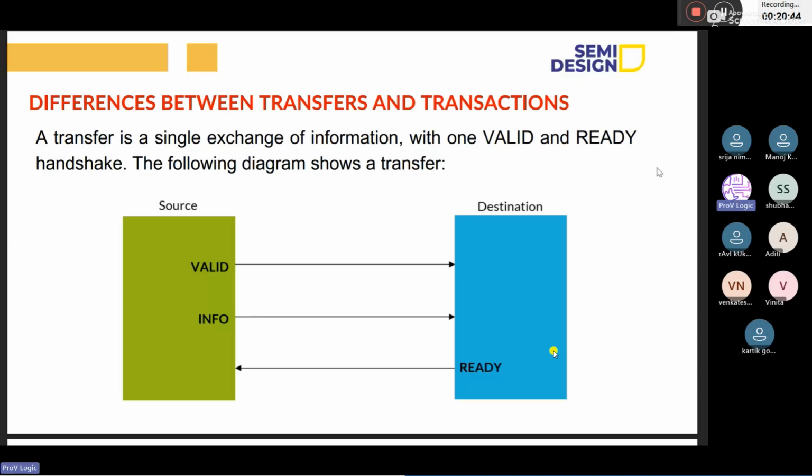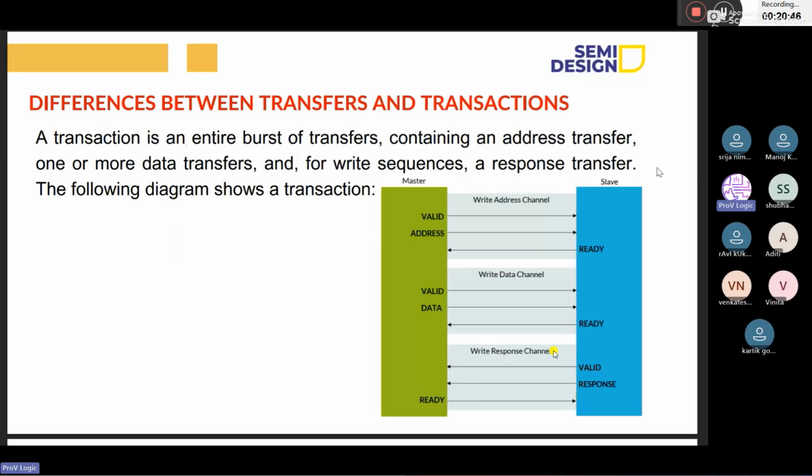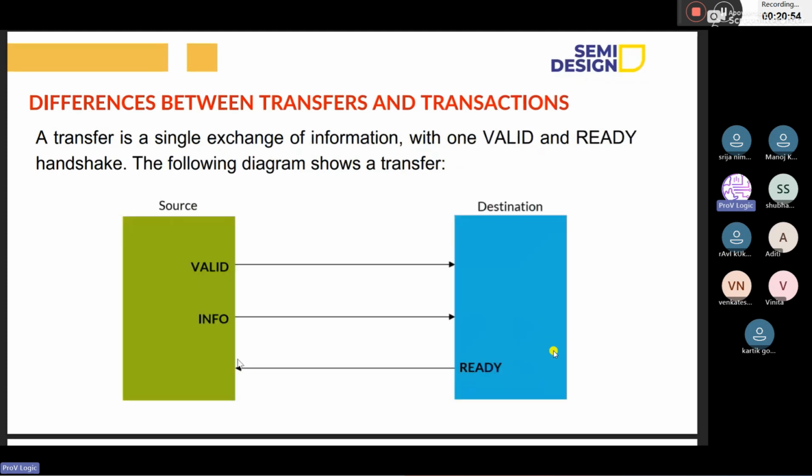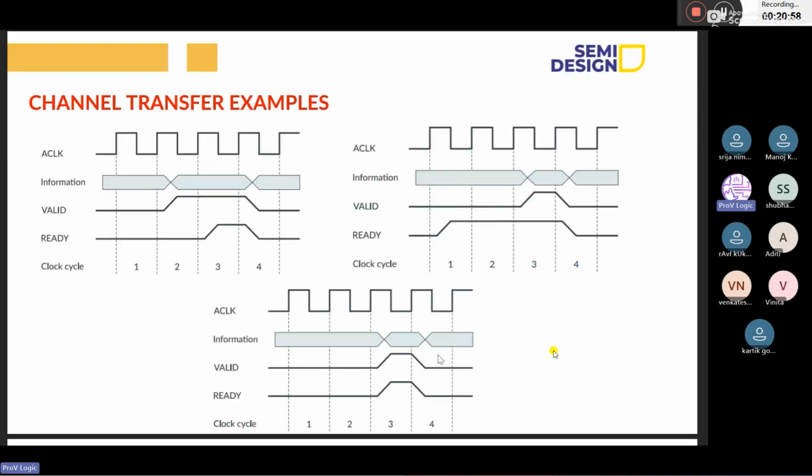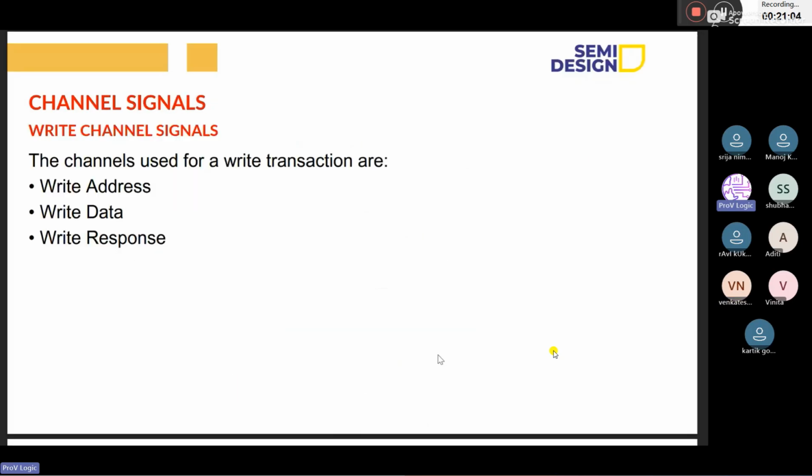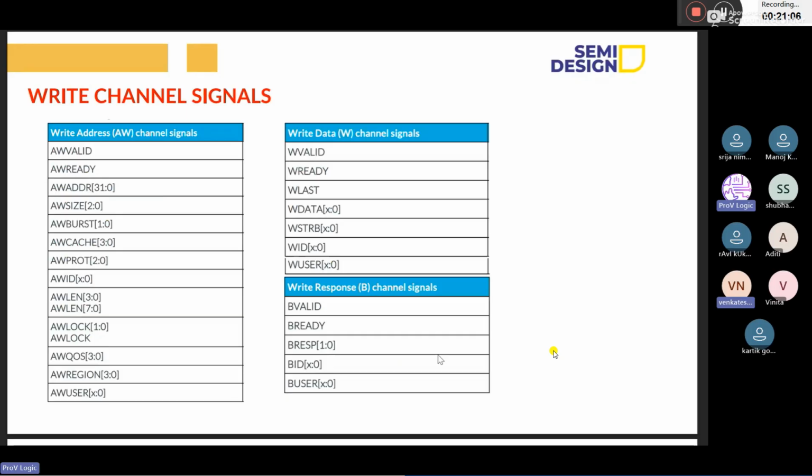Okay, so see here, difference between transfer and transaction. Transaction means multiple transfers is nothing but a transaction. Transfer is nothing but a single one, just source to destination, one single clock cycle. Okay, so these are channel transfer examples. Okay, before that, let me explain the channels.